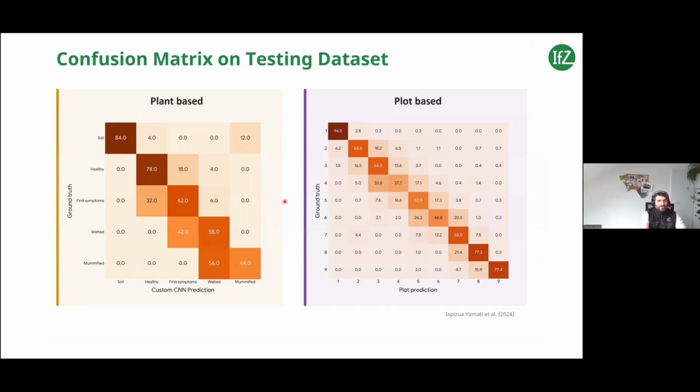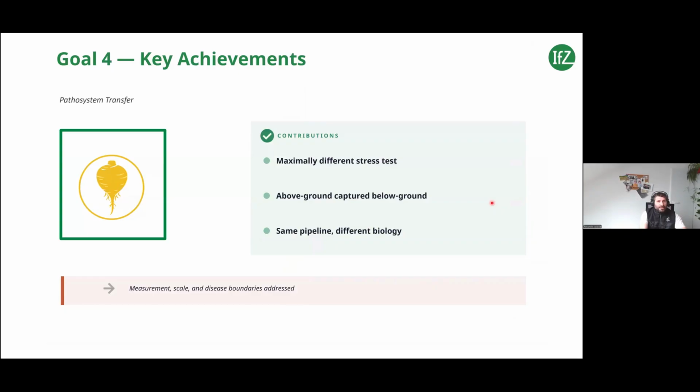We have here two confusion matrices. One is from the classic plant-based approach. We can see the diagonal here too, but on a plot basis we got a very good result on the test data set. So what we do here is maximize the different stress tests. We show that our idea also works on another disease, and it's possible to capture information from below ground. As I said, we get the same pipeline but different biology.